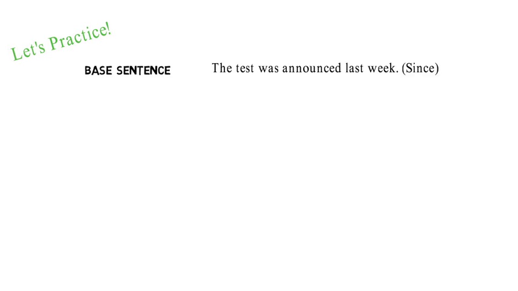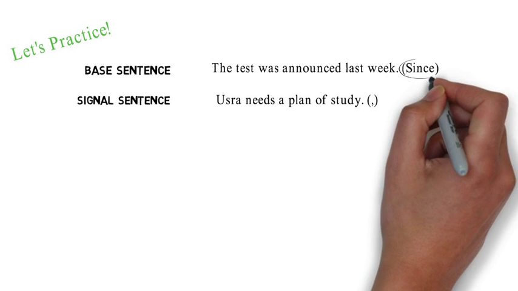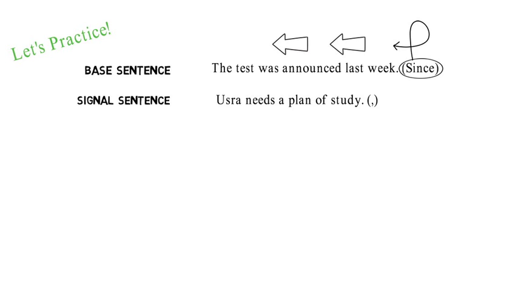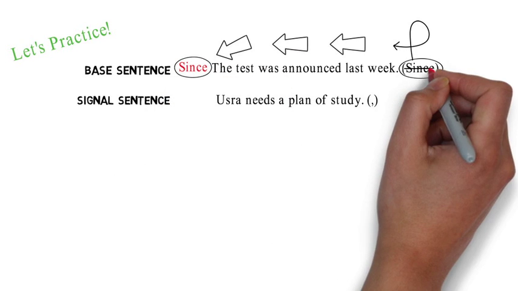Let's practice another combination. The base sentence is, the test was announced last week, signal in parentheses, since, and the signal sentence is, Uzra needs a plan of study, signal in parentheses, comma. Notice that in this practice there are signals in parentheses behind both the base and the signal sentence. The same Rule 3 applies to both. Just like in the previous example, we're going to move the signal in parentheses to the front of the sentence that it follows.